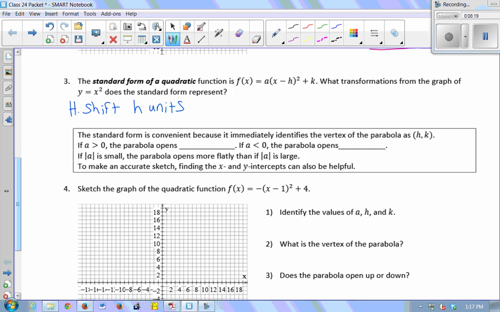Okay, so we have a horizontal shift h units, a vertical stretch by a factor of a, and then we have a vertical shift by k units. Okay. So we can analyze this standard form of a quadratic from the standpoint of transformations, and having it in this standard form is convenient because we can immediately identify the vertex of the parabola as h comma k. And if a is positive, what does that tell me about the parabola? Does it open up or down?